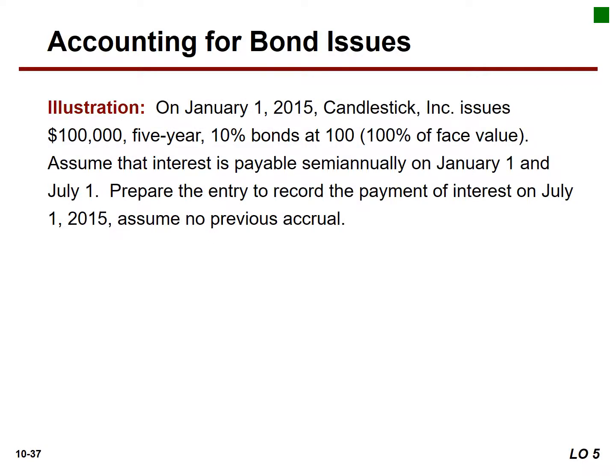Okay, when we go to pay the first semi-annual interest payment on July the 1st, we're going to debit interest expense for $5,000 again, 10% interest rate on $100,000. Annual interest would be $10,000. Since we're paying semi-annual interest, we're paying $5,000, and we'll credit cash for $5,000.